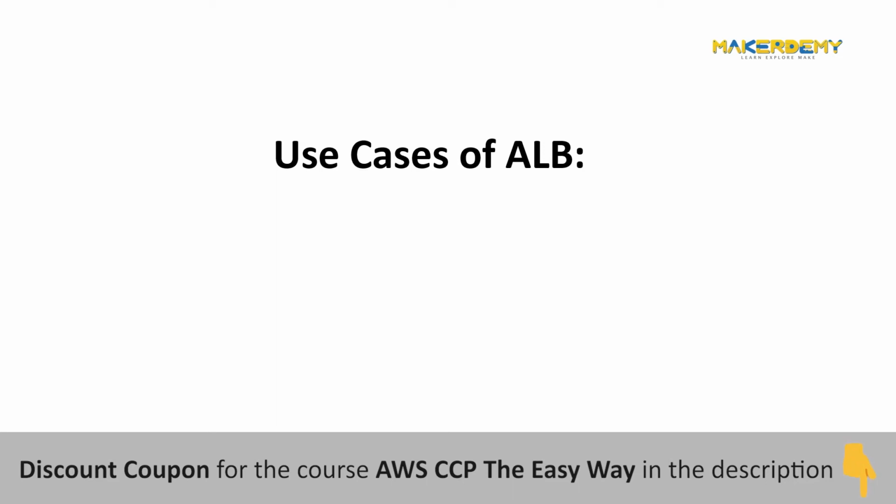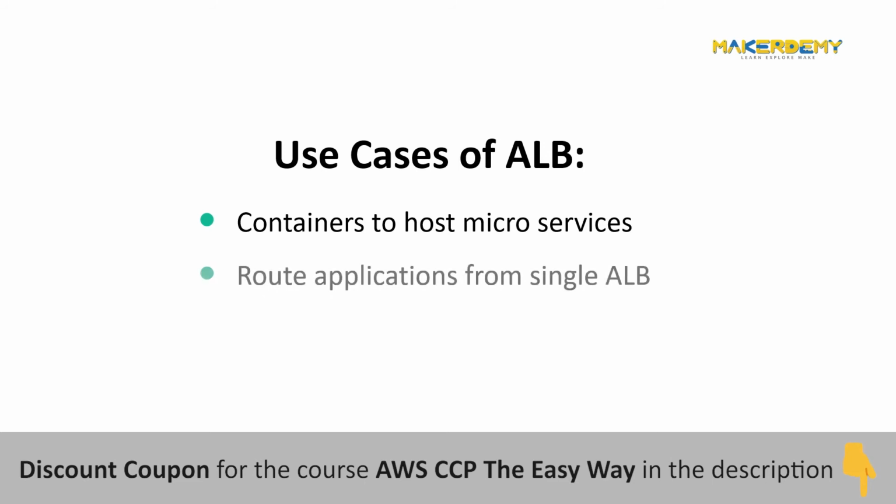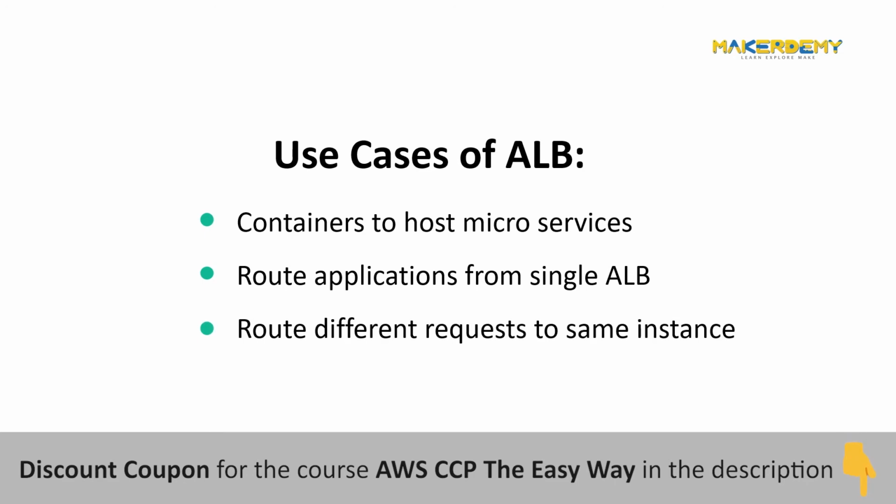Use cases of ALB. We can use ALB in many cases. They can be as follows. Using containers to host microservices and route those applications from a single ALB. It is also used to route different requests to the same instance, but the path may be different.